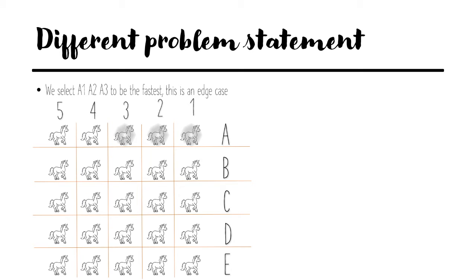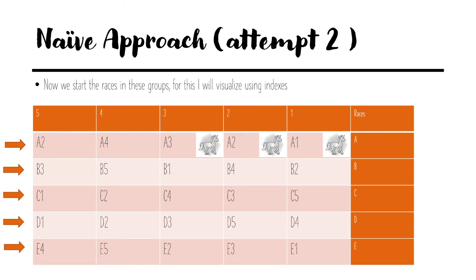Let's think a bit further. Let's say the fastest 3 horses are in the same group. Bad luck, but it happens, okay? This is basically, in programming in general, what we call an edge case. This is most likely not going to happen, but it can happen, and we also need to solve those edge cases. So let's try to solve this edge case with our naive approach that we first started.